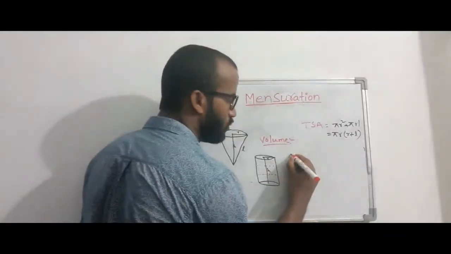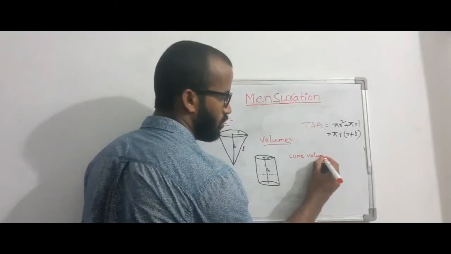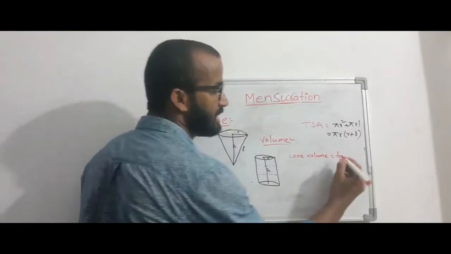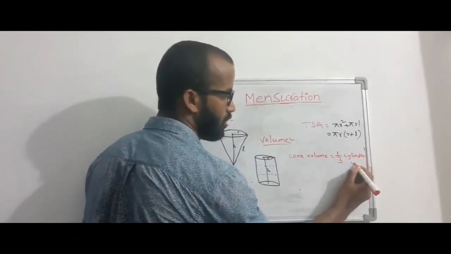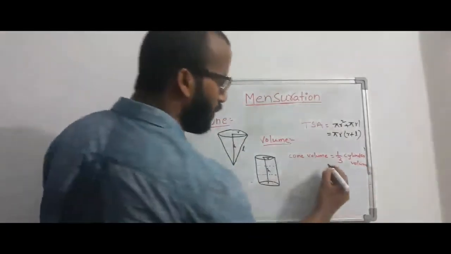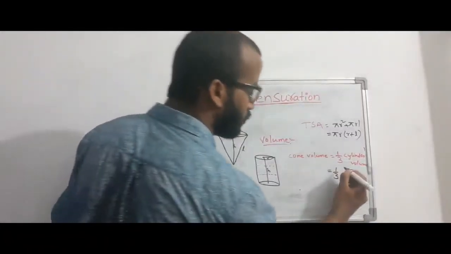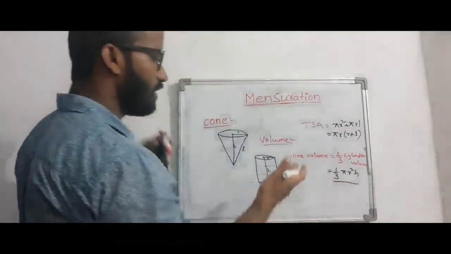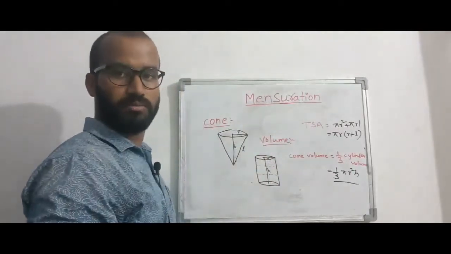So cone volume is equal to one by third of cylinder volume. So what is cylinder volume? 1 by 3 of cylinder volume is how much? Pi r square h. So 1 by 3 pi r square h is the cone volume formula.